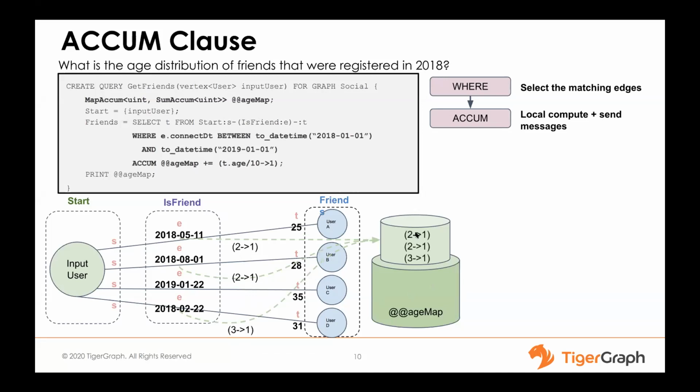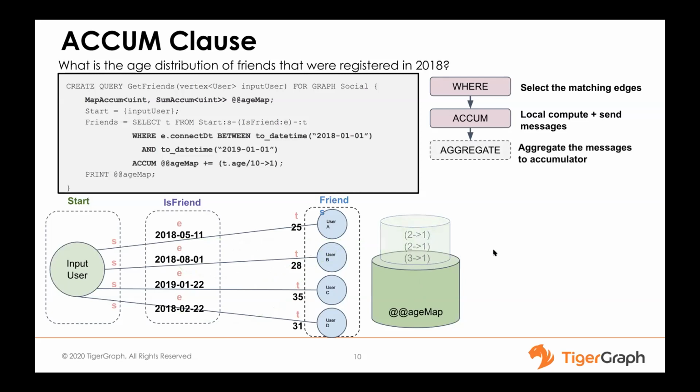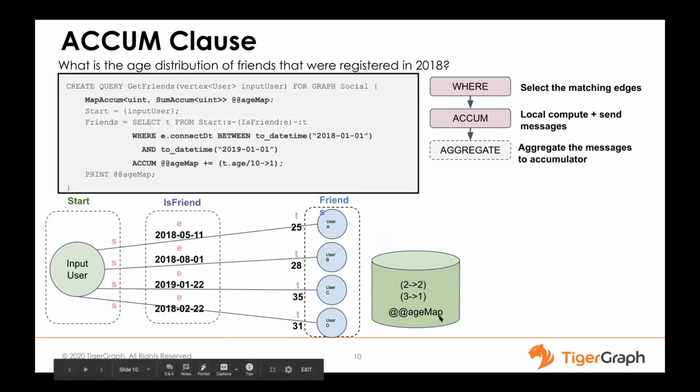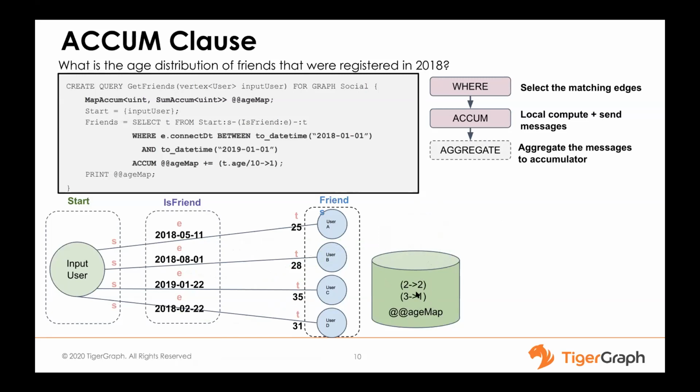And then these messages are sent to the map, and then there is a hidden reduce phase, or aggregate phase, to aggregate these keys into the map. So we have two, like a two key, like a value 2, right? So they will be aggregated into the same key value. After aggregating all the messages or the values, this is the final value of this age map. And this is the distribution of the ages, right? There are 2 friends in their 20s and 1 friend in their 30s.